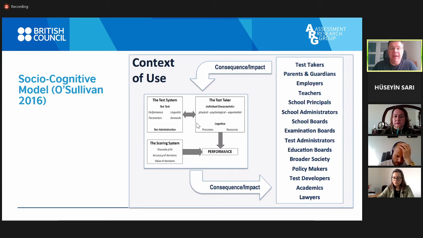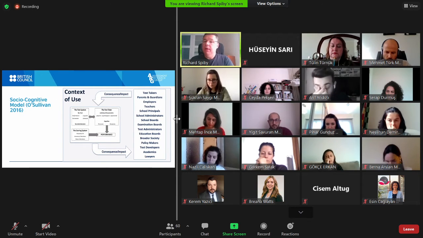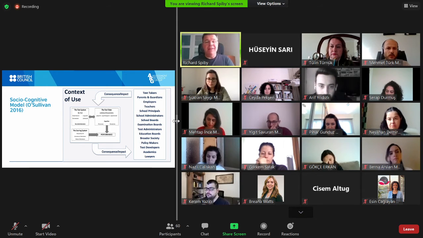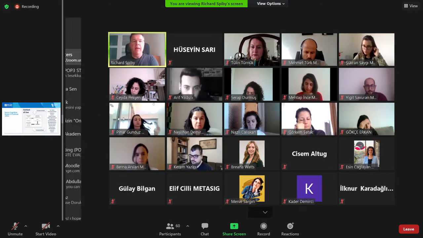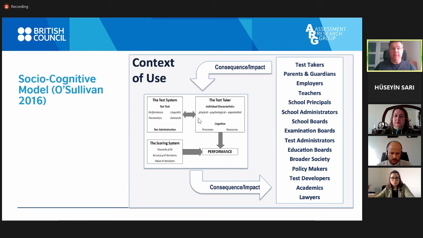So the test impacts on the stakeholders. We have an effect on our test takers. Obviously, the test impacts their lives. But also the test takers have an impact on the test. So how many test takers there are, where they come from, these will all have an impact on how the test is designed. So this cause and effect works both ways. We often think of it as just working from the test, having an impact on everybody else. But actually, the people involved in the test have an impact on how the test is conducted and created.